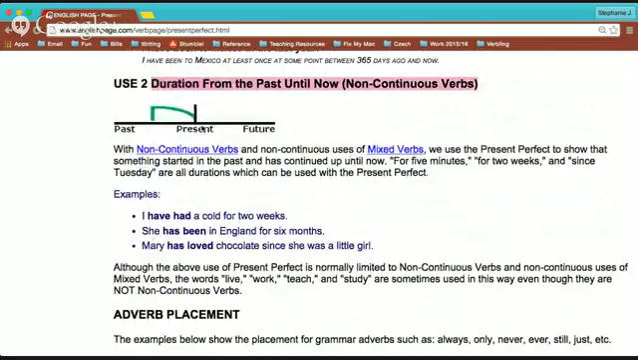Durational now. So something that starts in the past and is continuing into the present, we may use the present perfect. So I have 2 weeks. She has been in England for 6 months. I have been teaching on Verbling for 3 months.